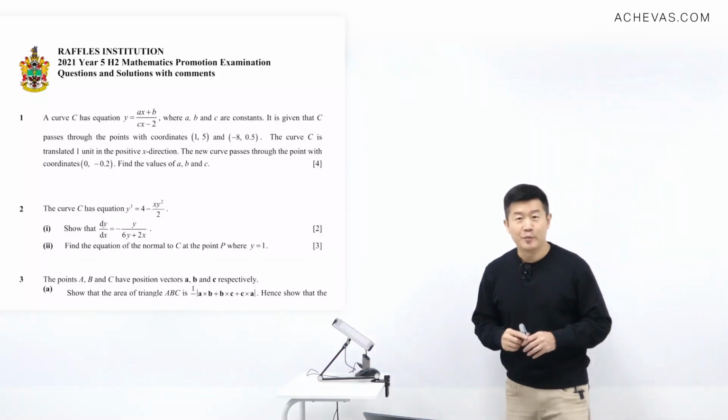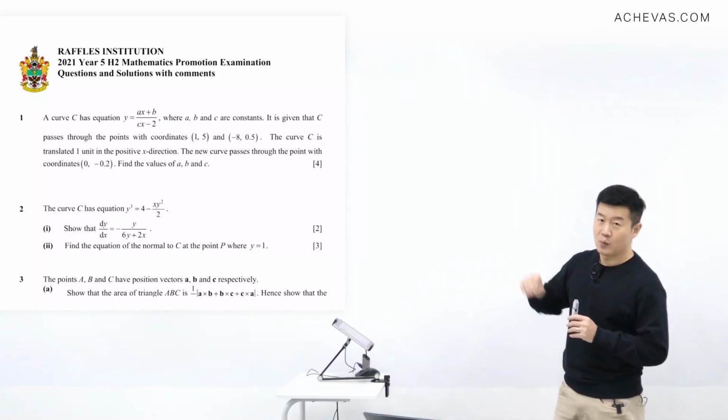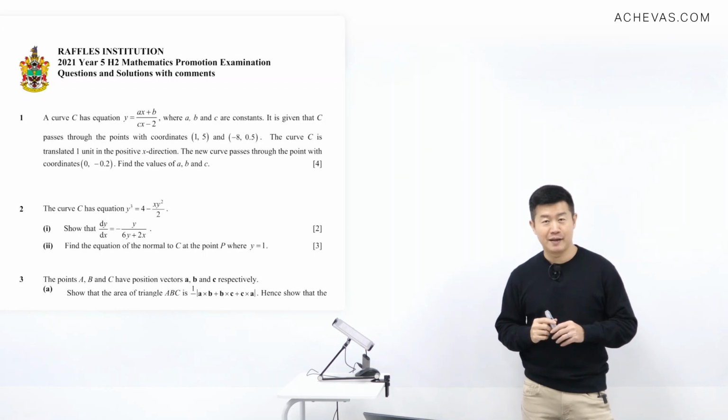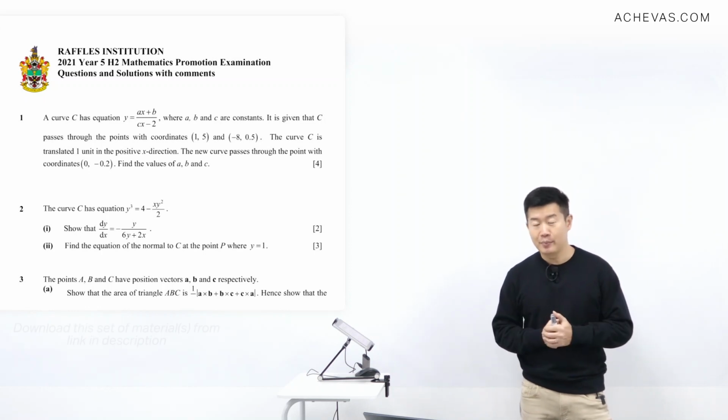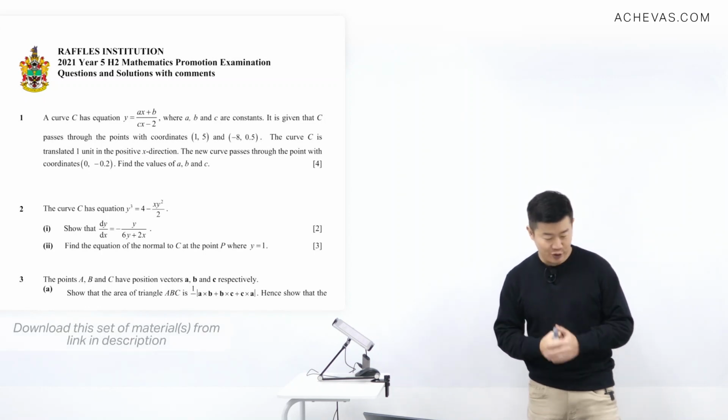In this session, we are going to be attempting the RI 2021 JC1 promotion exam paper. I think it is quite a pretty manageable paper. Let's give it a try.